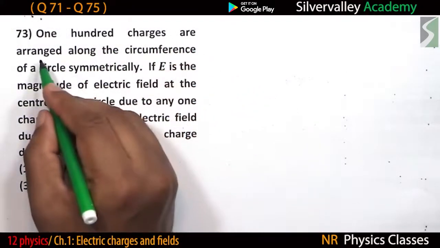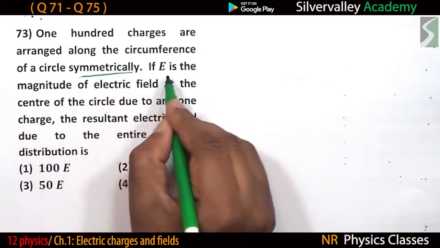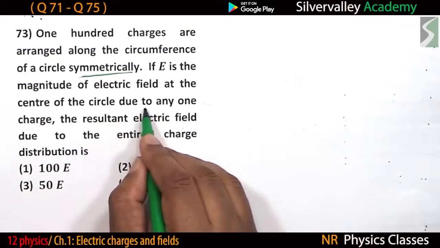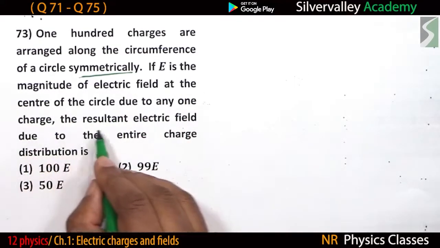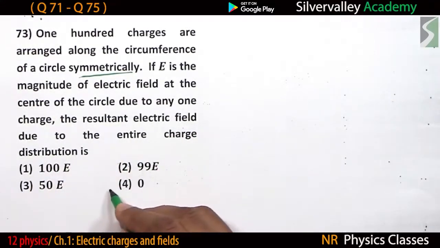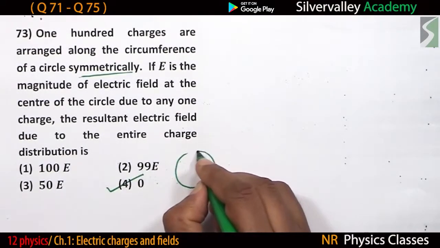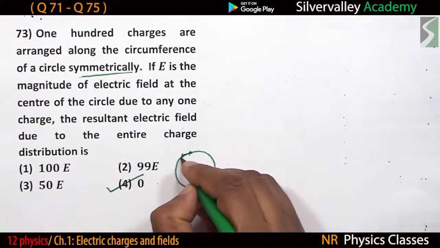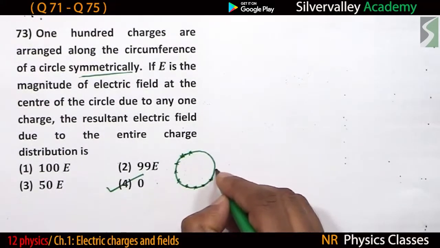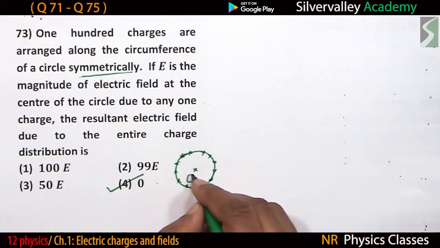100 charges are arranged along the circumference of a circle symmetrically. If E is the magnitude of electric field at the center of the circle due to any one charge, the resultant electric field due to the entire charge distribution is 0. If this is a circle with a number of charges placed symmetrically, then the resultant field at the center is 0.